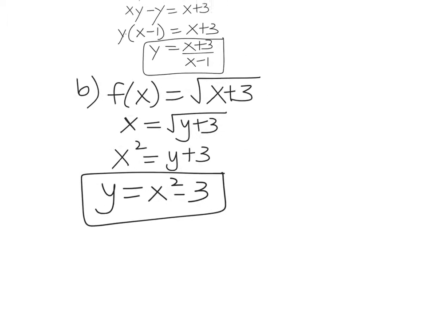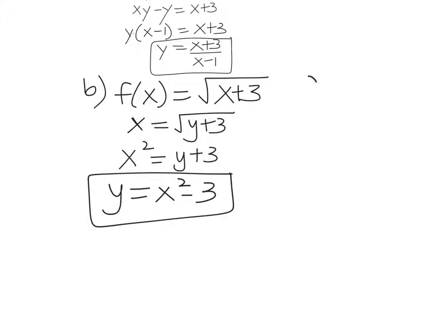Let me show you. If we were going to talk about the domain and range of this graph right here, this square root of x plus 3, okay? The domain is going to be x has to be greater than or equal to negative 3. And what's the range? Range is y is greater than or equal to 0. Okay? So the numbers that I can plug into here have to be greater than or equal to negative 3. And then what's coming out of there is going to be 0 or more.